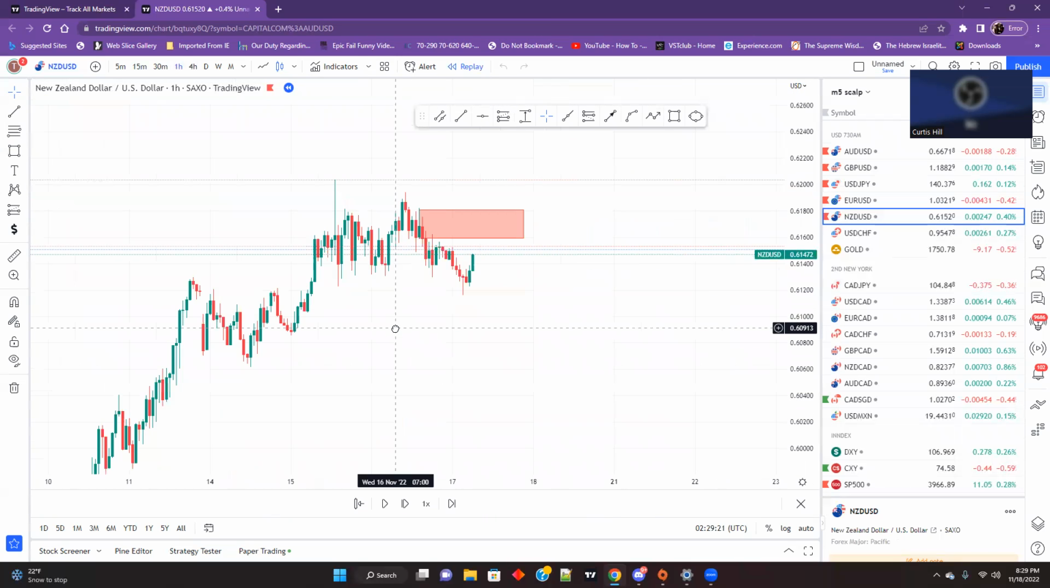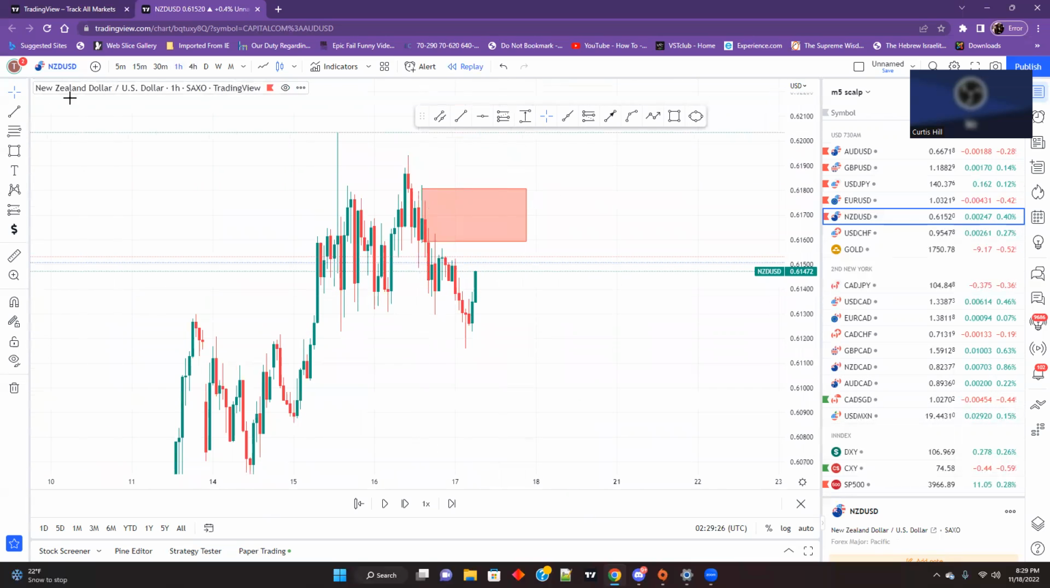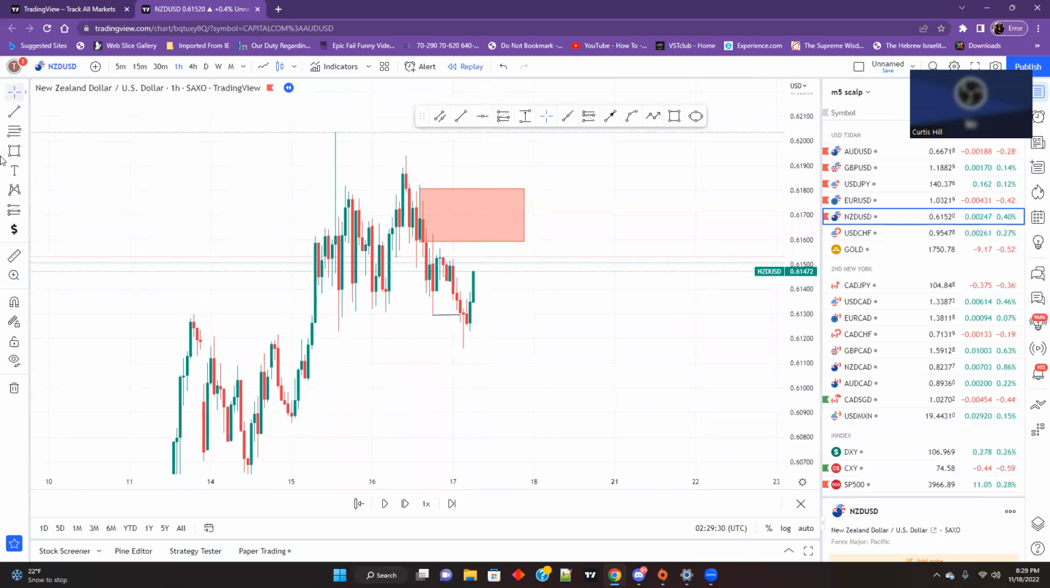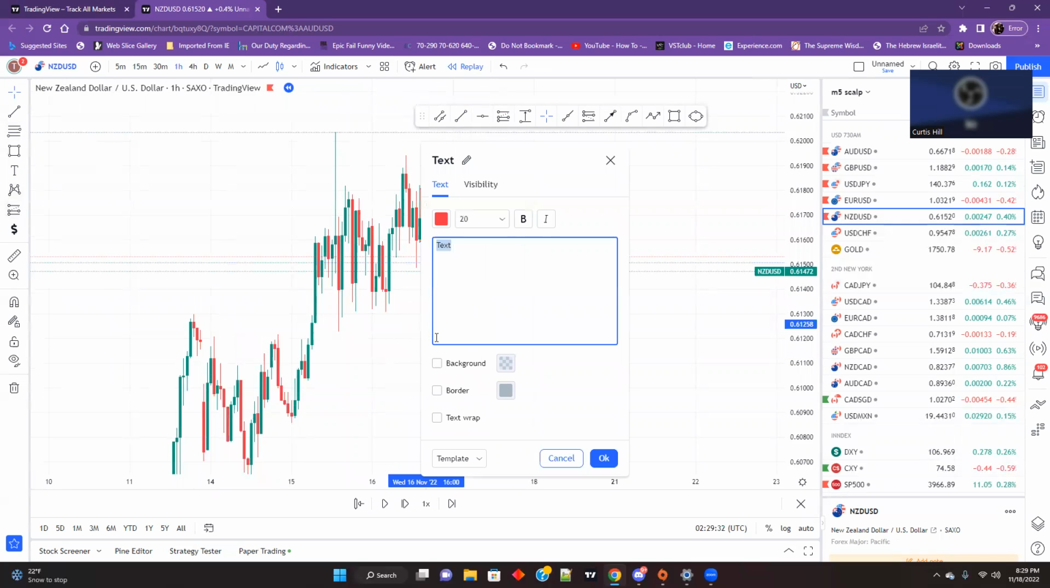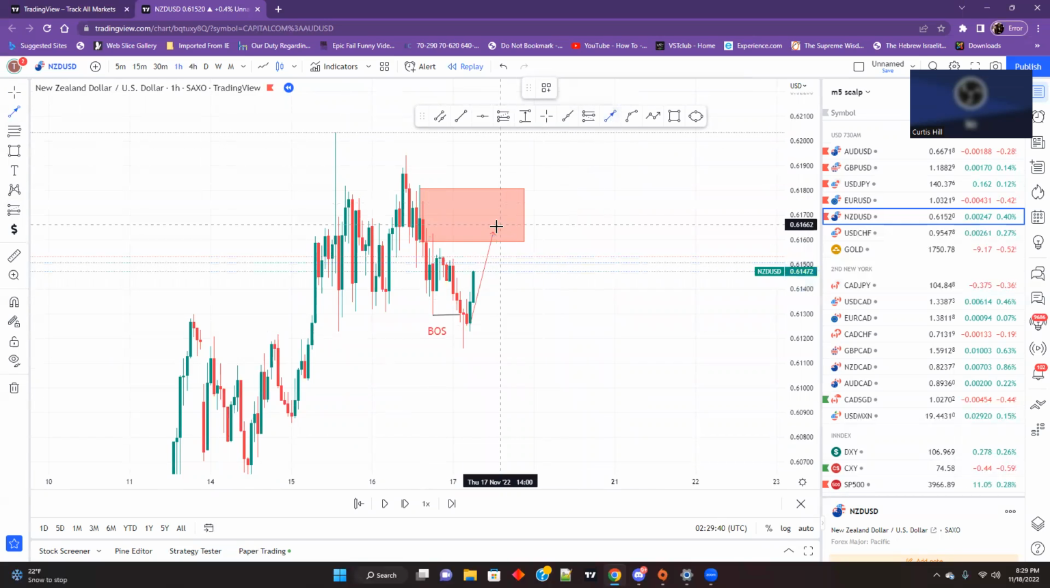And this is what you see. This is what I see on the hour. It's coming up to a supply after the break of structure. Here's the wick. It broke structure. BOS. So when it breaks structure, I'm looking for it to come back up to the zone and then drop, right? Something like that. That's what I usually look for.